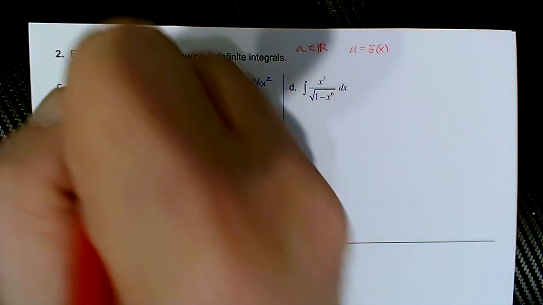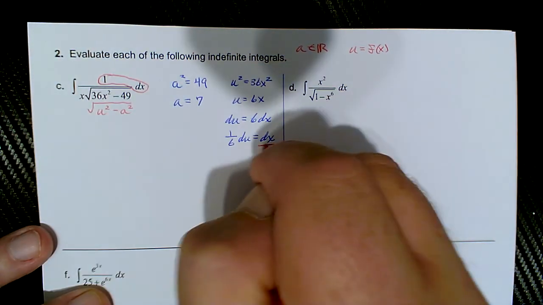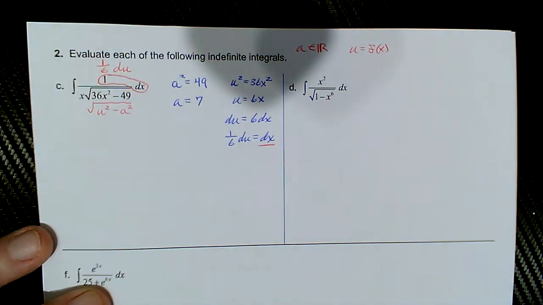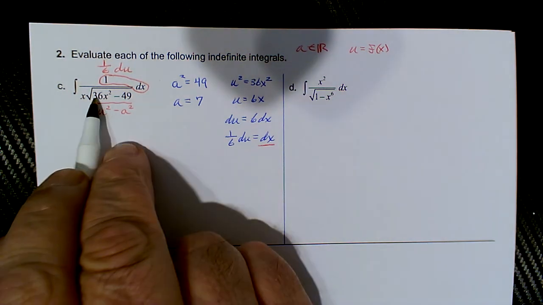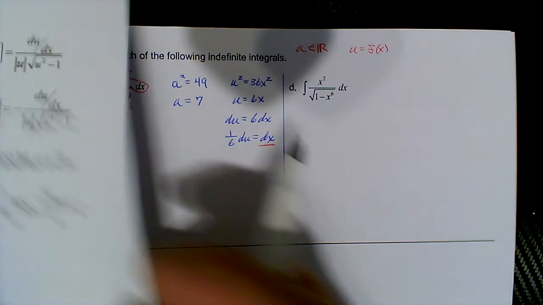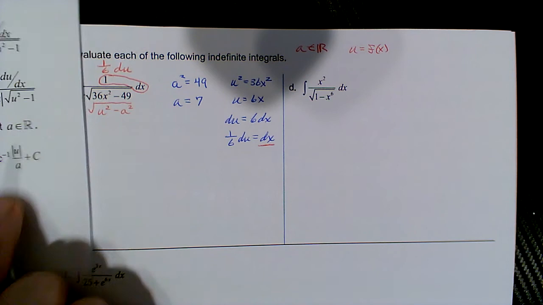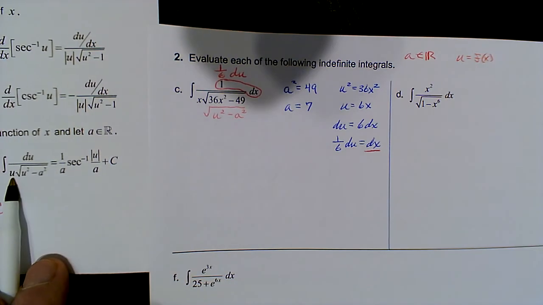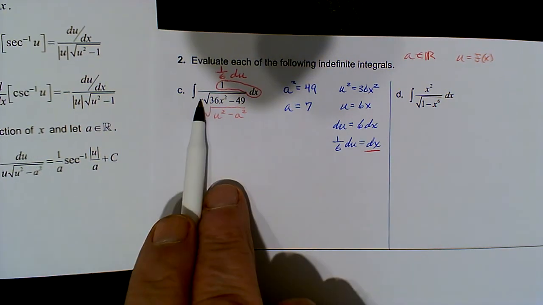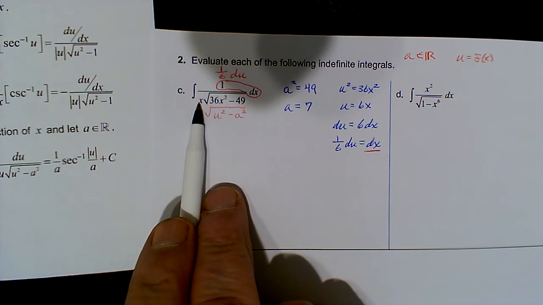Now, I'm going to do it this way. I'll call this 1 dx. I'll satisfy that, because that represents 1/6 du. But we have to make sure that we satisfy the u that is out in front of the radical in the formula. So in the formula, we see that we have a u out in front of the radical. And that u, in our case, is 6x. So therefore, we need a 6 in front of the x.